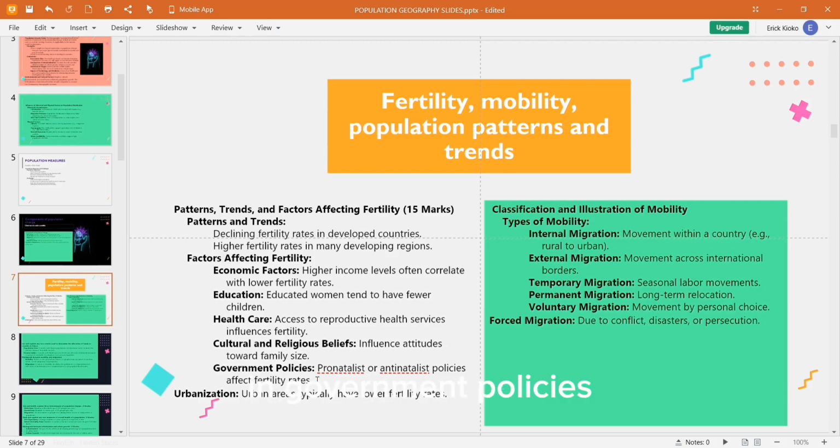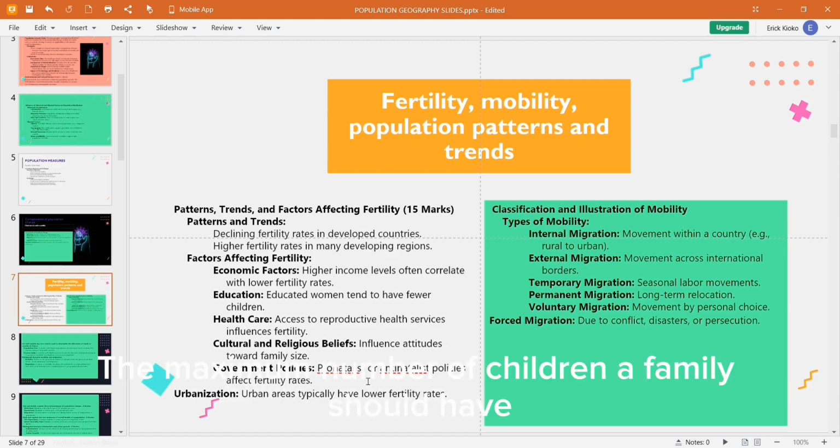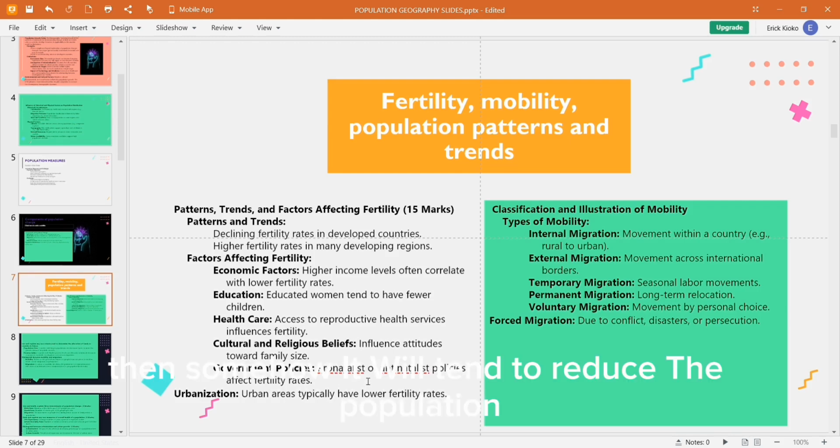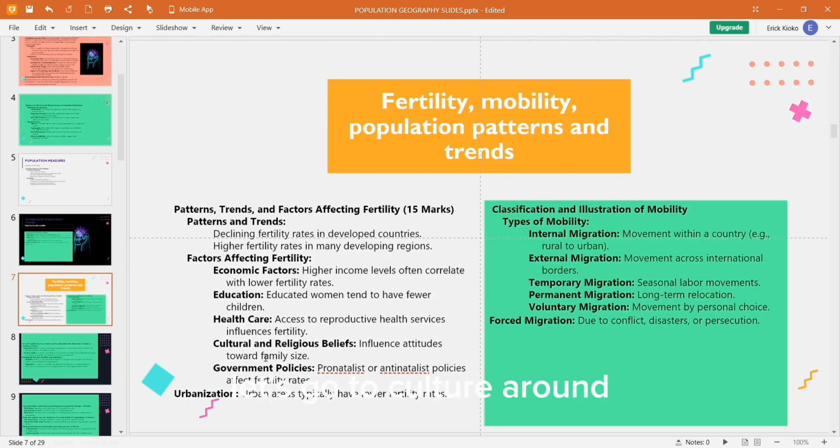For example, in government policies, if a government issues a policy that the maximum number of children a family should have is 3, then somehow it will tend to reduce the population. So that one comes in government policies. Let's go to cultural and religious beliefs. If a culture believes that many children are seen as a source of wealth, then a family will have many children, hence affecting the fertility.